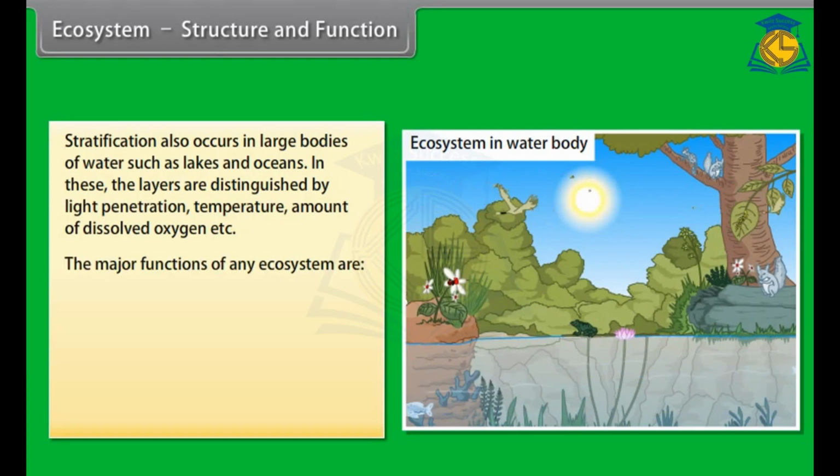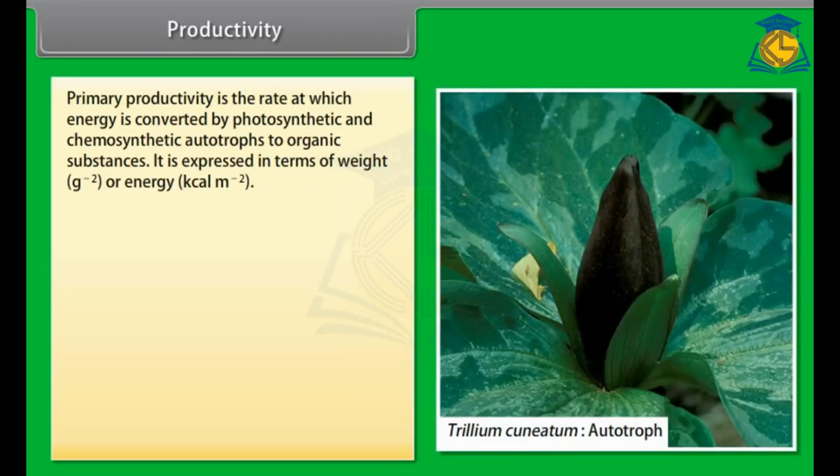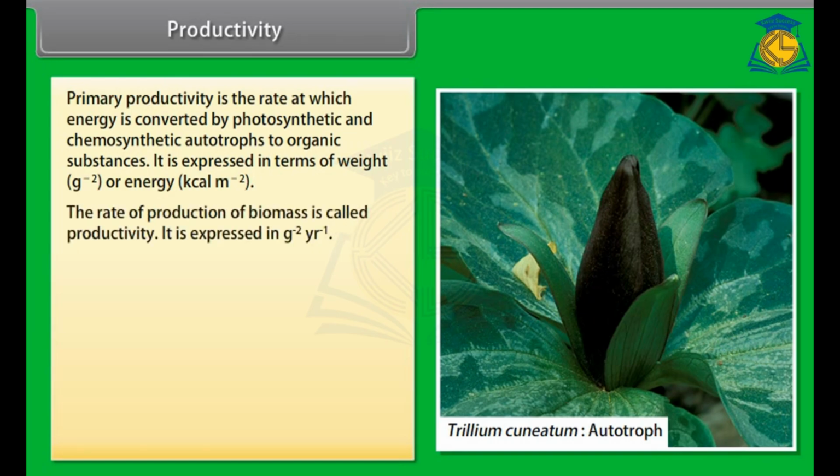The major functions of an ecosystem are productivity, decomposition, energy flow, and nutrient cycling. Productivity. Primary productivity is the rate at which energy is converted by photosynthetic and chemosynthetic autotrophs to organic substances. It is expressed in terms of weight per gram square or energy kilocalorie per meter square. The rate of production of biomass is called productivity. It is expressed in gram per square meter per year.